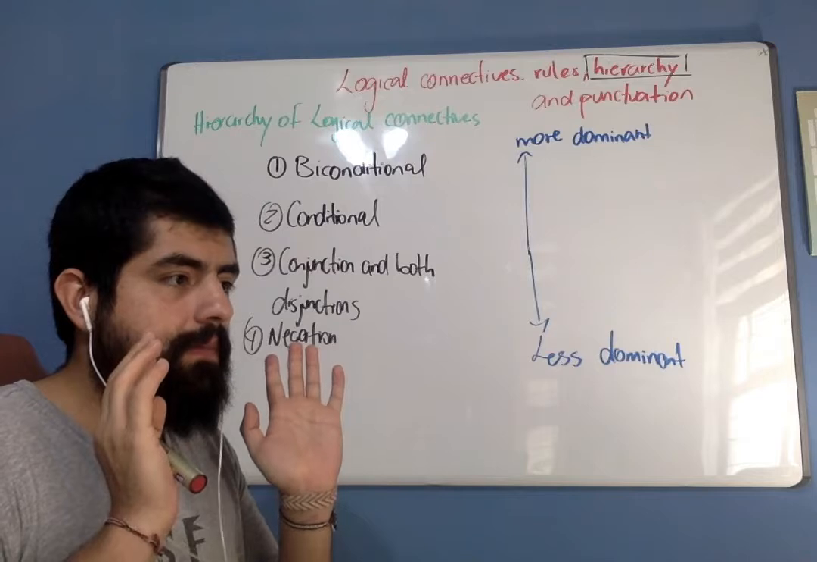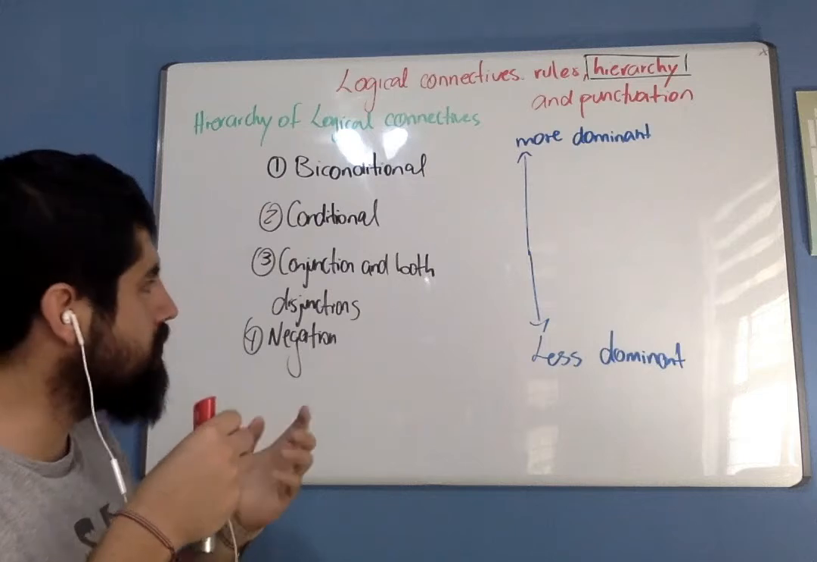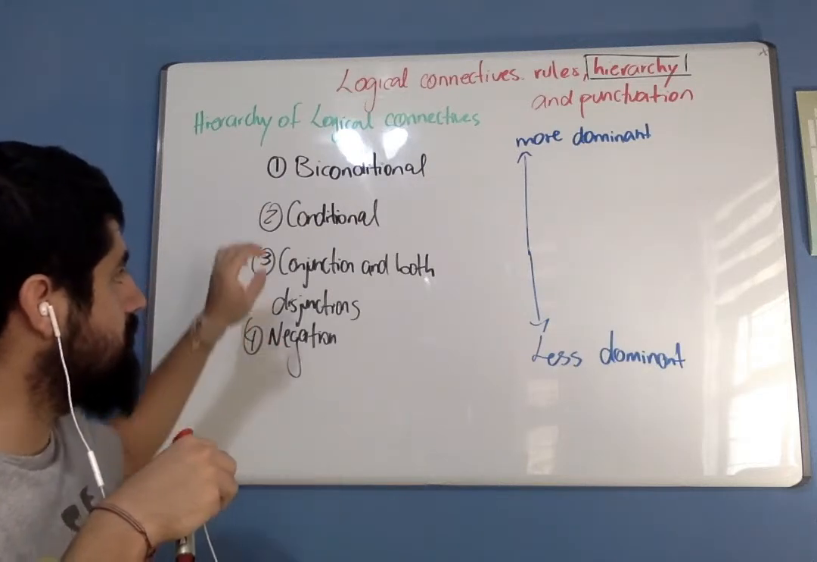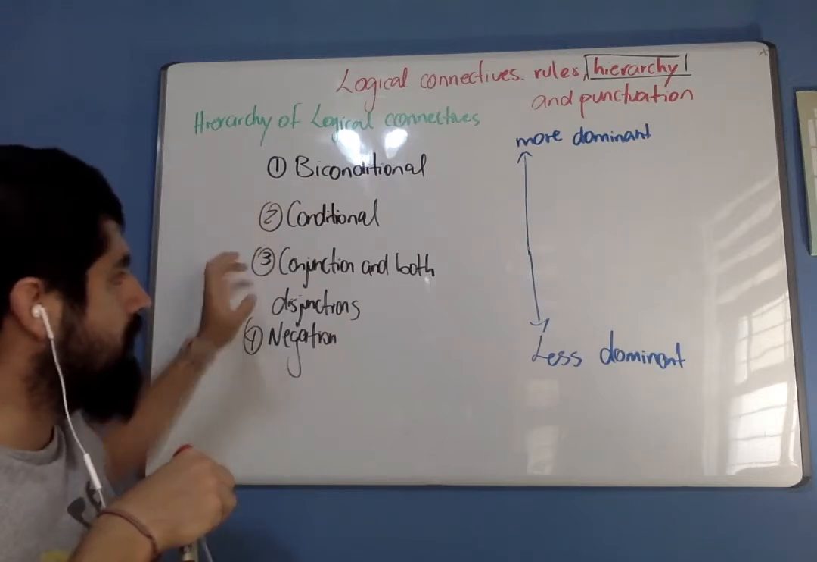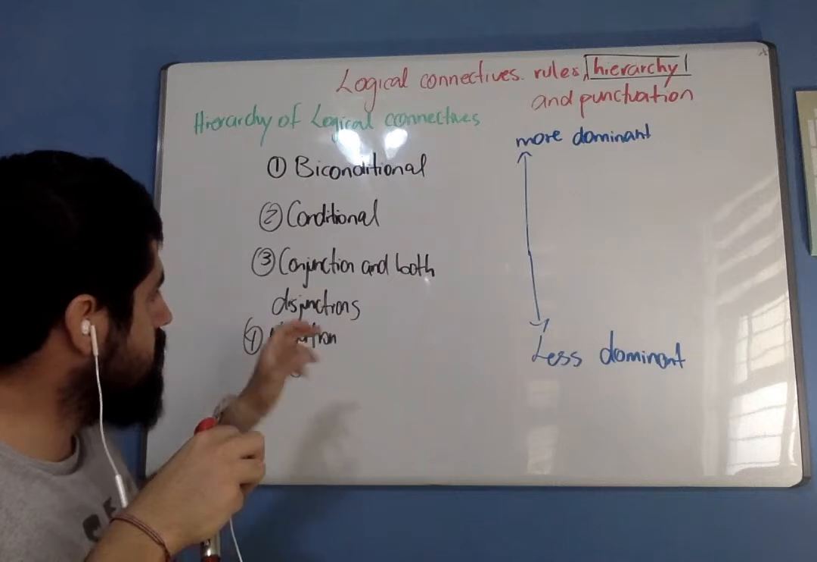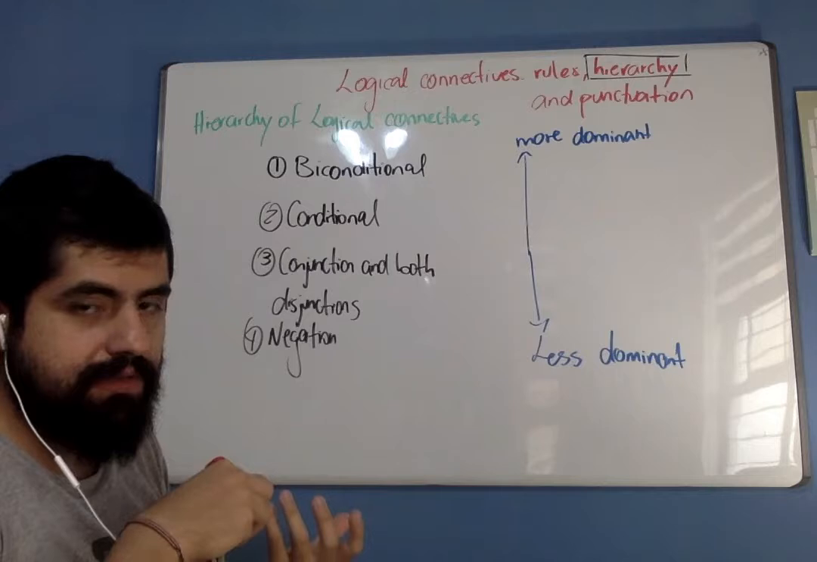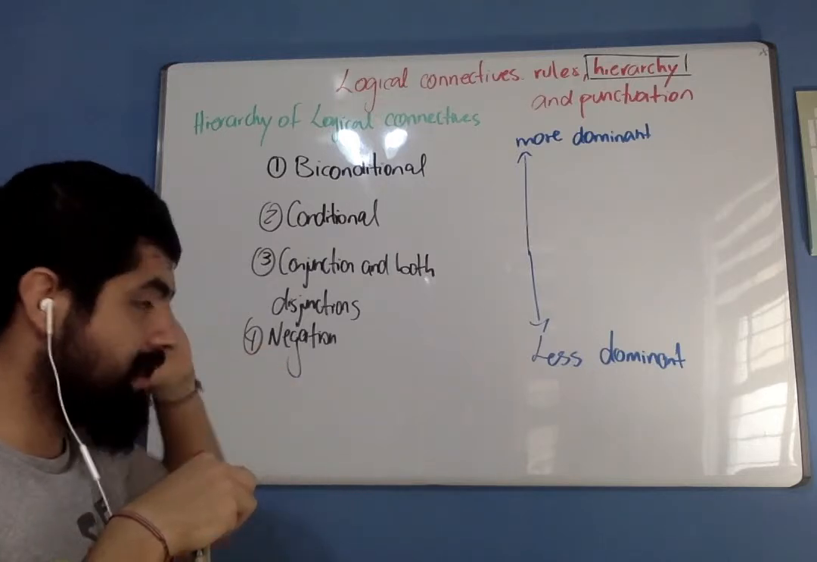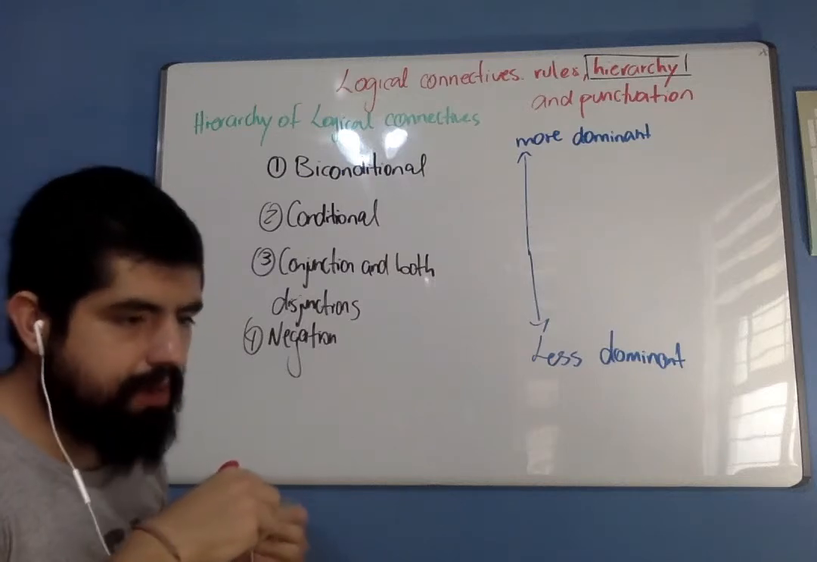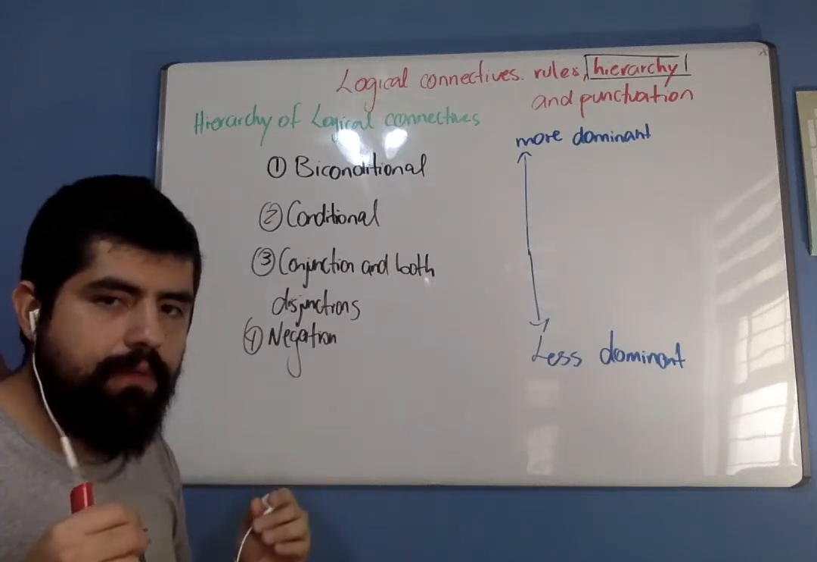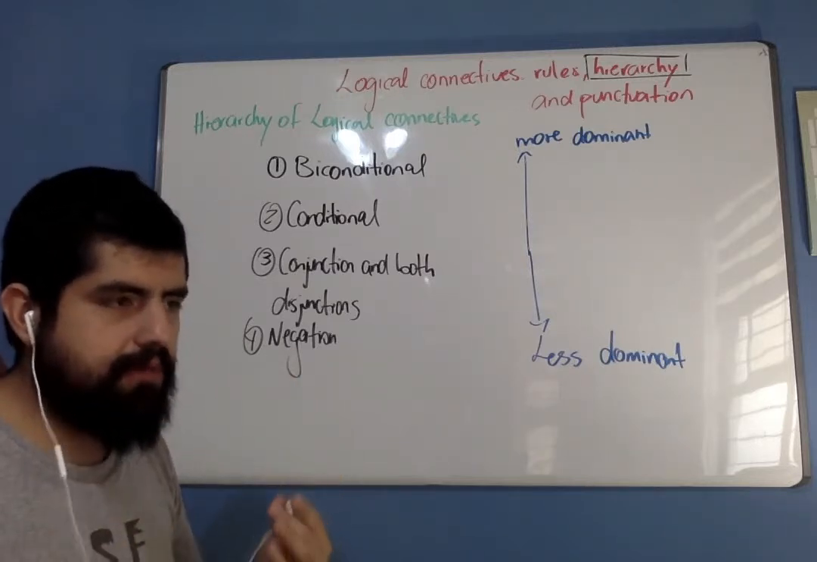So in this sense, the most dominant logical connective is, first of all, the biconditional, secondly the conditional, in the third place we have a tie between the conjunction and both disjunctions, the inclusive and the exclusive disjunctions, okay? And finally we have the negation, okay? If you don't have any single punctuation mark, we need to follow this hierarchy or this priority of the logical connectives.